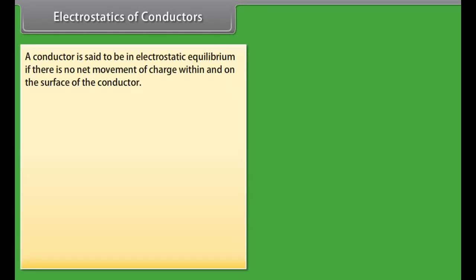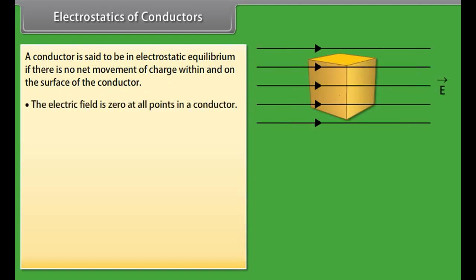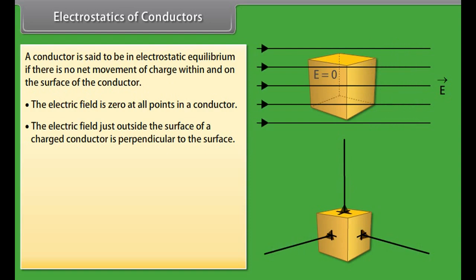Electrostatics of conductors. A conductor is said to be in electrostatic equilibrium if there is no net movement of charge within and on the surface of the conductor. The electric field is 0 at all points in a conductor. The electric field just outside the surface of a charged conductor is perpendicular to the surface.